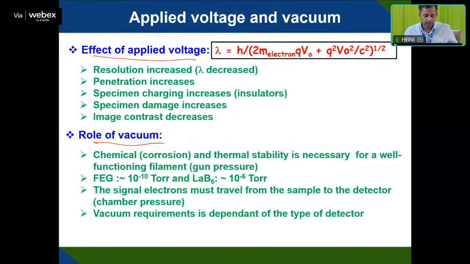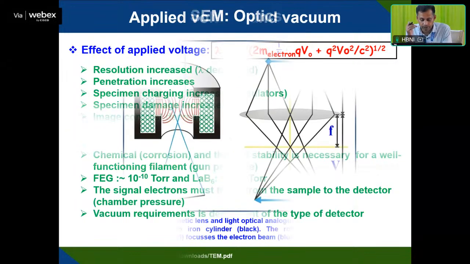And vacuum: all these samples have to be kept in high vacuum, in FEGs 10 to the minus 10, or 10 to the minus 6 in case of LaB6, and chemical corrosion resistance and thermal stability are necessary for well functioning of the filament or gun pressure. Because of that you need a high vacuum in case of SEM. Then the vacuum requirement is dependent on the type of detector we are using.